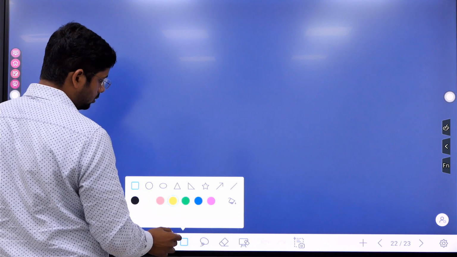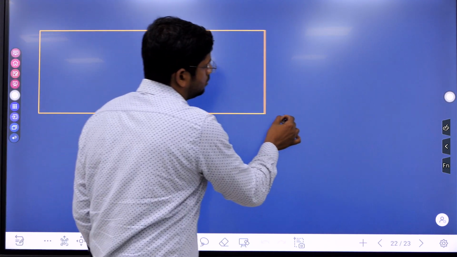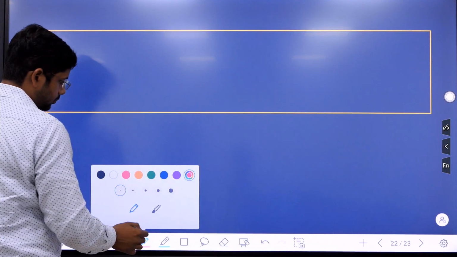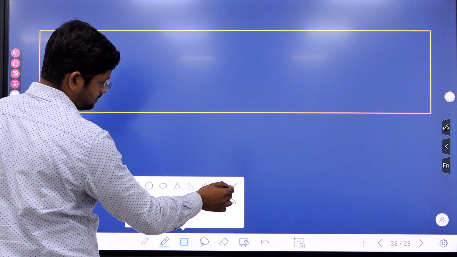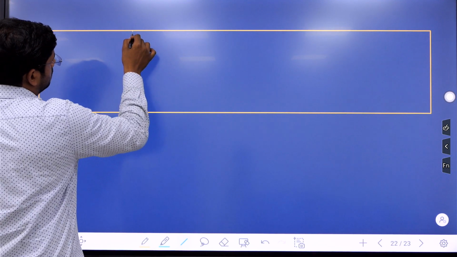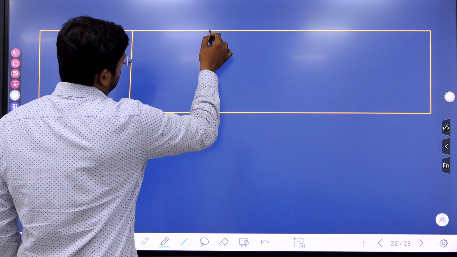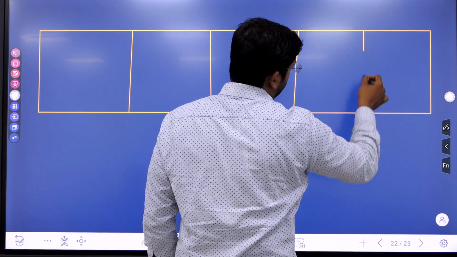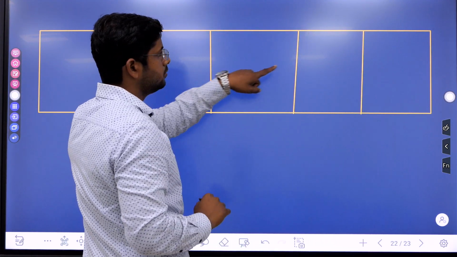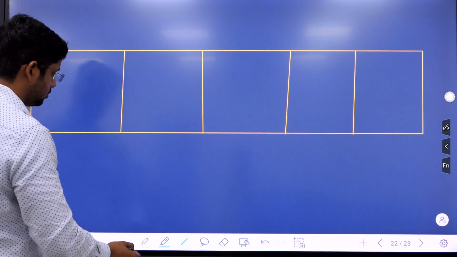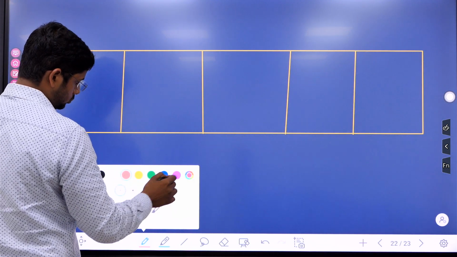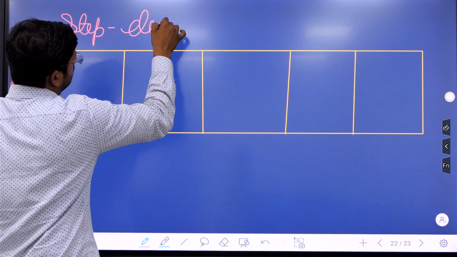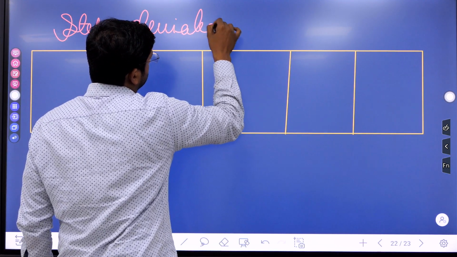First of all, we take one table, and we also draw five blocks: 1, 2, 3, 4, and 5. And what is this? This is the step deviation method.